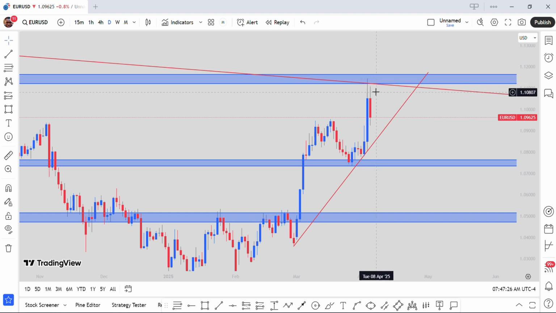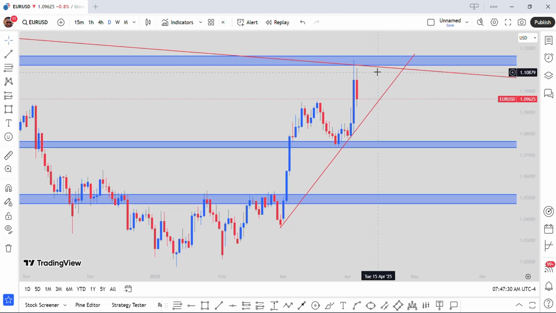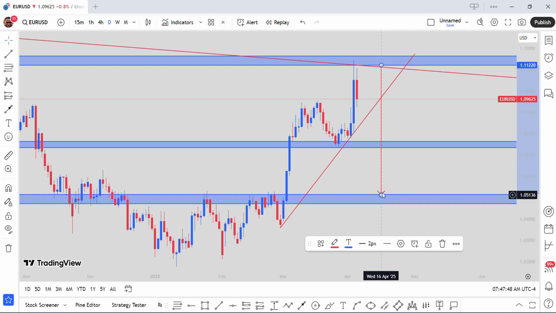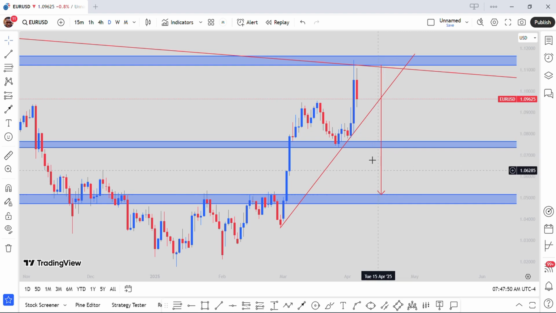So I'll be expecting candlestick rejection from here, and also a break of this counter trend line. If price could break this counter trend line to the downside, I'll be looking for selling opportunity, and I'll be targeting this next major level. So I'll be getting into the trade after this counter trend line break to the downside, and also I'll be looking to take profits at this next major level.